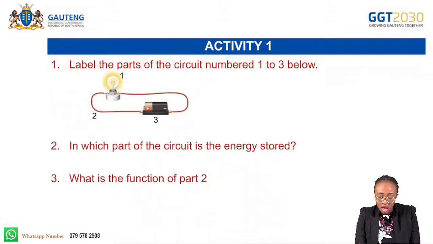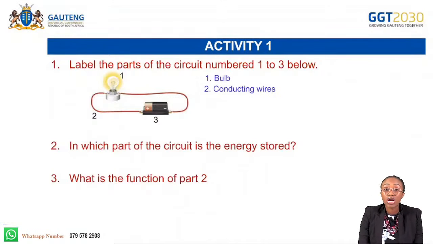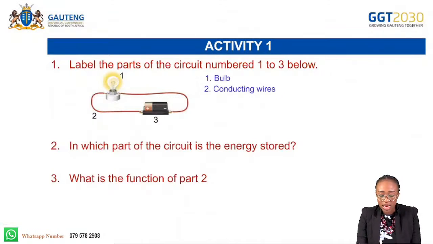Label the path of the circuit numbered 1 to 3 below. So, what is 1? 1 that is above. What is 2? 2, those are conducting wires. And 3, that is the cell.